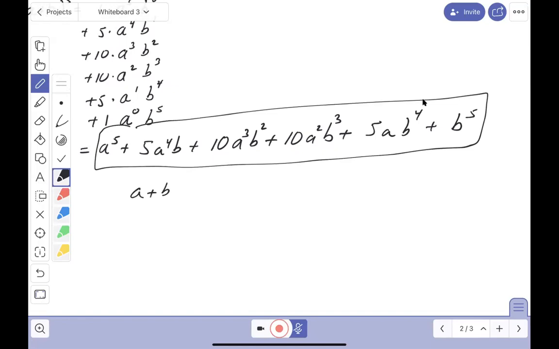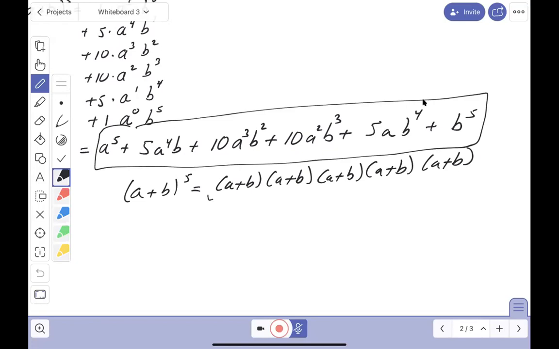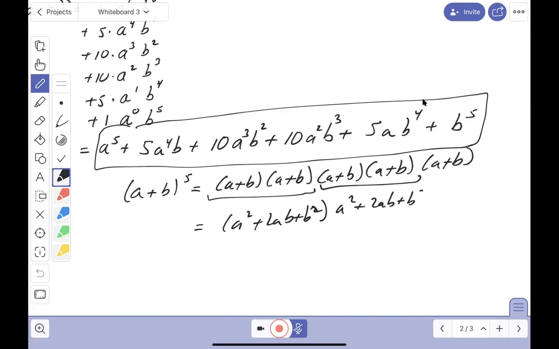You could do (a + b) to the fifth power: (a + b) times (a + b) times (a + b) times (a + b) times (a + b). Let's see, 1, 2, 3, 4. Yep, I got that. I could multiply this out pretty easily, right? (a + b) squared is a squared plus 2ab plus b squared. And yeah, the last one would be, wow, this looks like way too much work. I don't want to do that. I'm going to erase that.